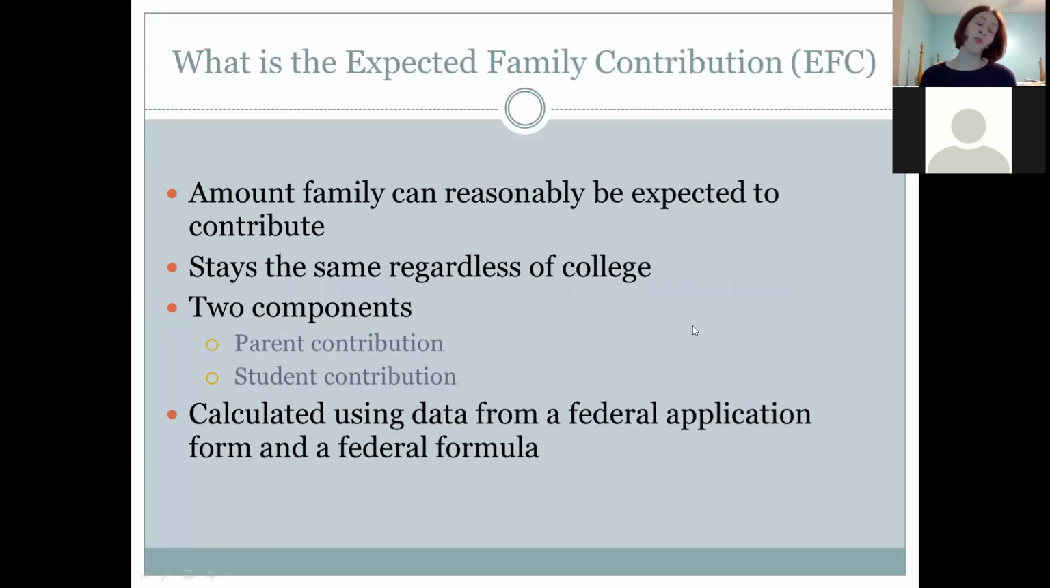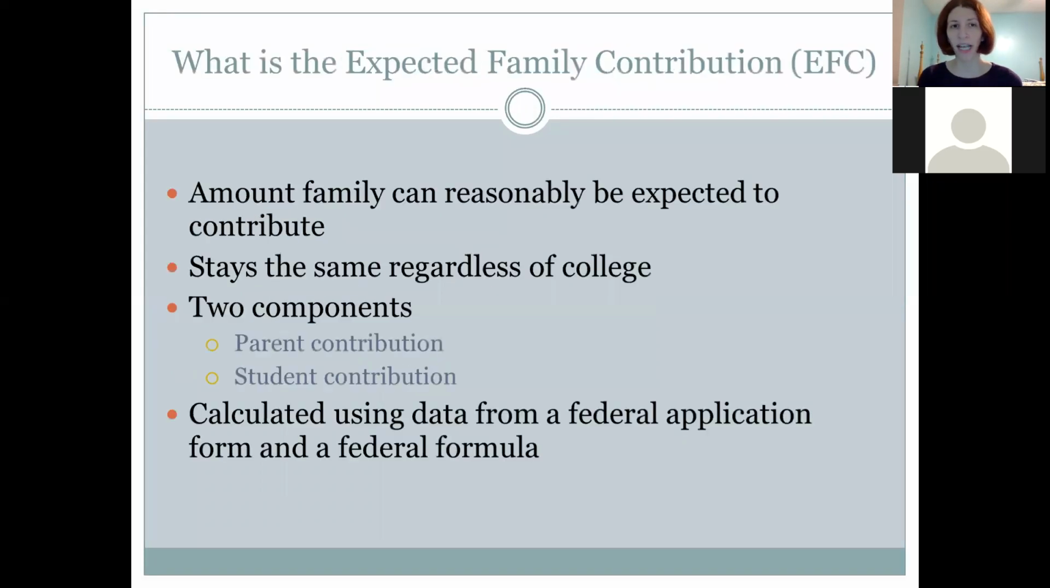And the next one, which I talked about before, is your expected family contribution, or your EFC. So this is the amount a family can reasonably be expected to contribute towards the college education, with both parents and students combined. And it does stay the same regardless of college. Like I said, it is a standardized calculation that all schools look at, using the FAFSA, to be able to package students. Whether you're going to NTRIP or Harvard, that EFC is staying the same. Again, it is using that calculation from the federal formula.